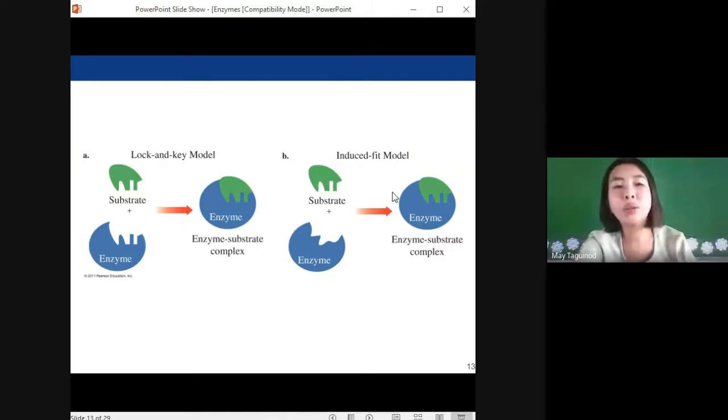So in this theory, the enzyme and substrate are a perfect match. The only problem with this model is that the enzyme doesn't seem to have the shape that it suggests. It actually shows that the enzyme-substrate complex changes its shape slightly to complete the fit of the active site.